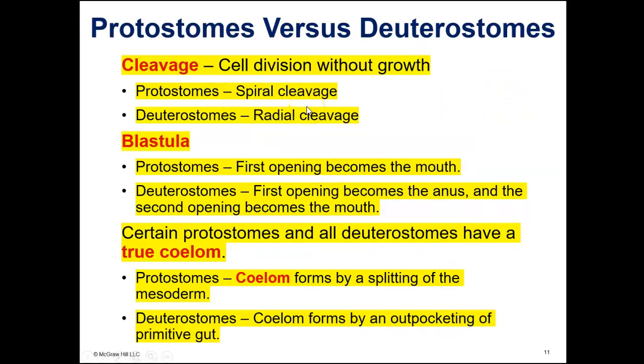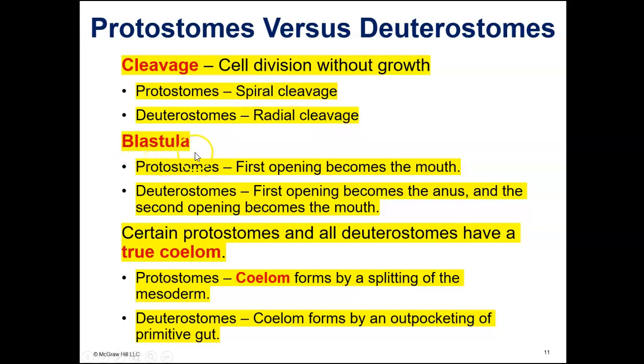Protostomes undergo spiral cleavage. Deuterostomes undergo radial cleavage. I honestly, myself, don't 100% understand that. I think you would have to watch it, maybe with a time-lapse video. But you do need to know that protostomes undergo spiral cleavage, and in deuterostomes the cleavage is what we call radial.